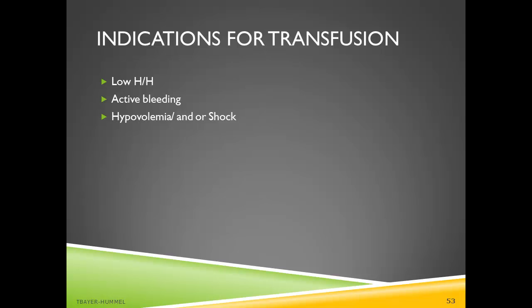Now this is just taken from one lab's reference range. There are different reference ranges in different institutions, and you must follow that when looking at transfusion guidelines. A second indication for transfusion is obviously active bleeding, and the third indication would be hypovolemia and/or shock, again related to active bleeding.